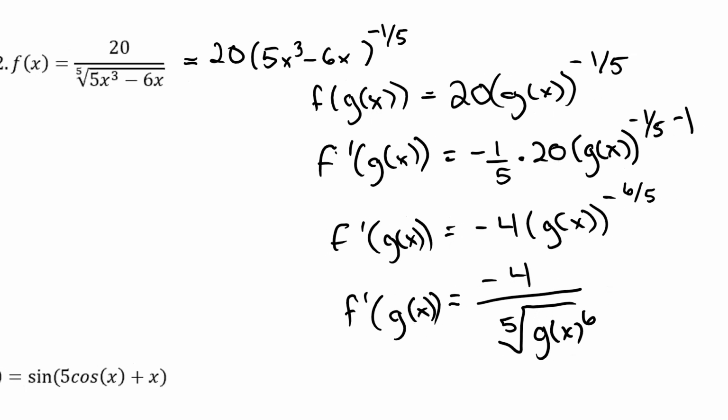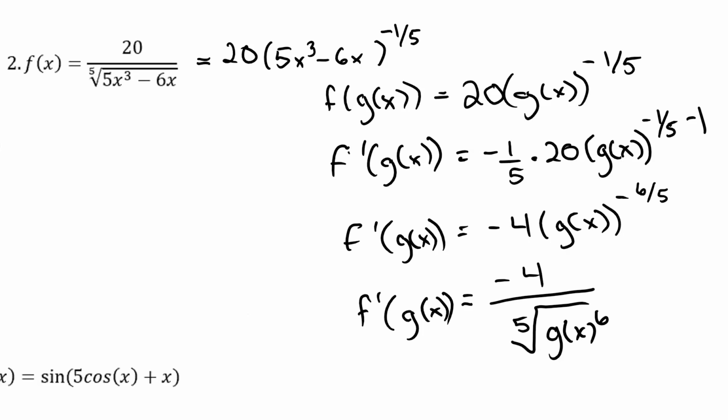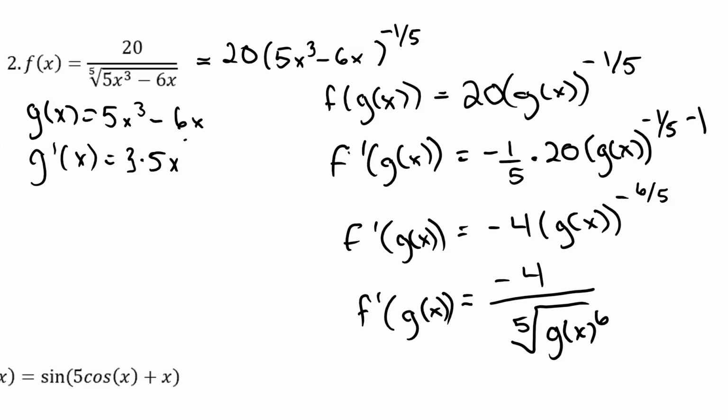Now we need the derivative of our inside, being that 5x cubed minus 6x. The derivative of that one's pretty fast. You bring down your exponent, make it one smaller. And anything that's just x, the x goes away, it's just the coefficient.